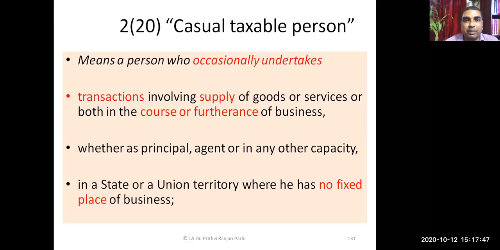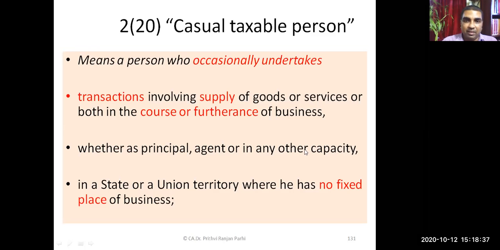Section 2, clause 20 explains who is a casual taxable person. It means a person who occasionally undertakes transactions involving supply of goods or services, or both, in the course or furtherance of business, whether as principal, agent, or in any other capacity, in a state or union territory where he has no fixed place of business. So this is a person who occasionally undertakes some supply, either directly or through his agent, and he does not have any place of business in the state or union territory where he is doing the business. This person will be called a casual taxable person. A casual taxable person cannot go for the composition scheme.